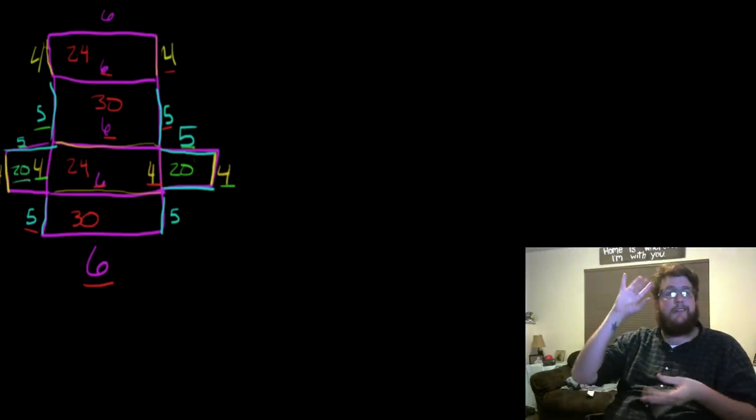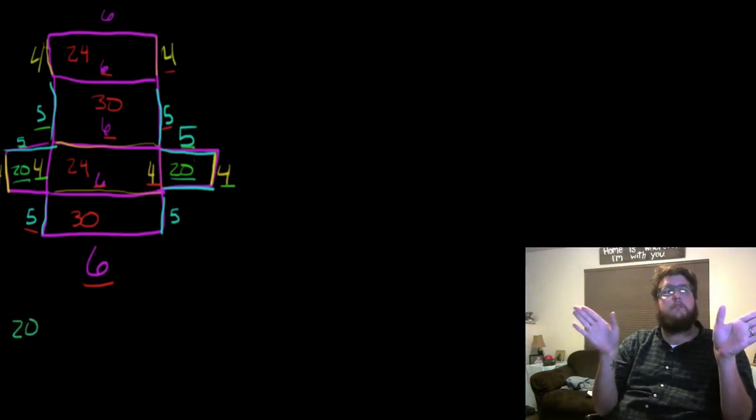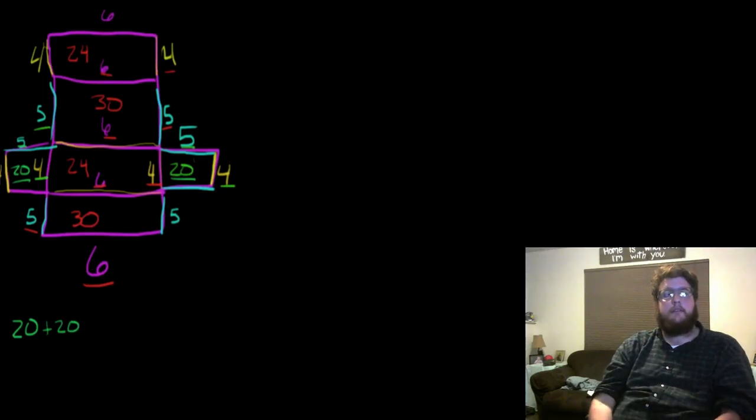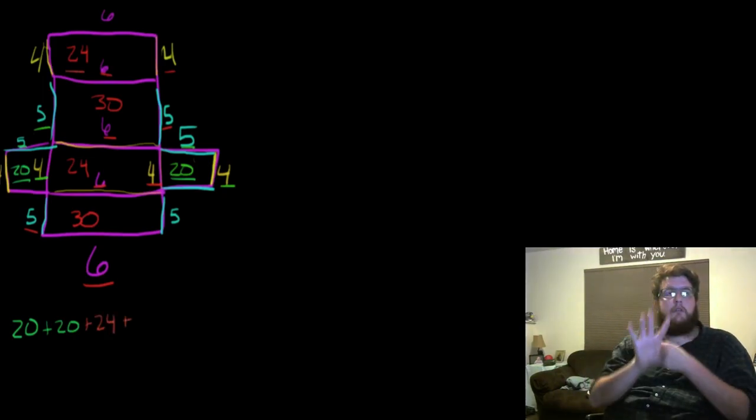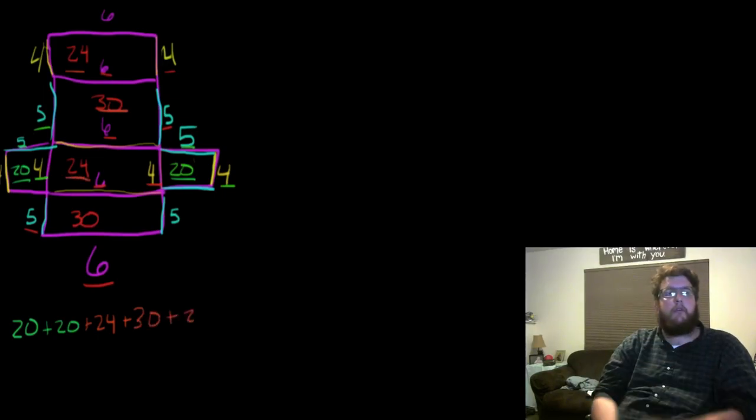I've got 2 of these wings, each with an area of 20. And then I can go ahead and add that to all 4 of our other wings. One of them was 24, plus the second one, which was 30, plus the third one, which was 24, plus the fourth one, which is 30. And I can just add these up piece by piece.